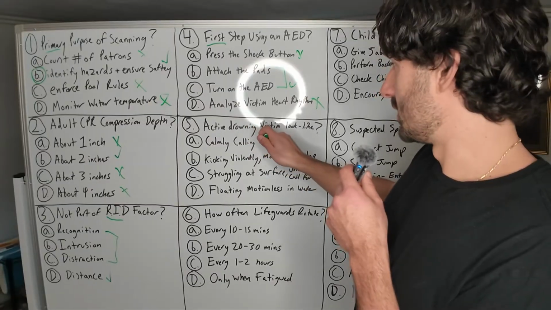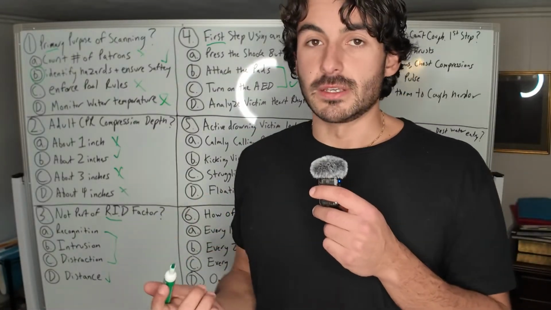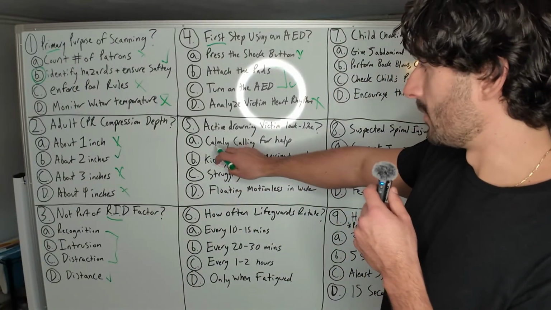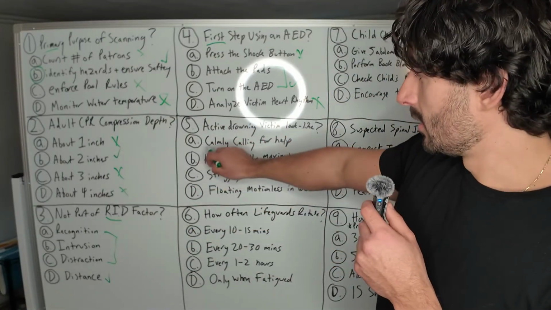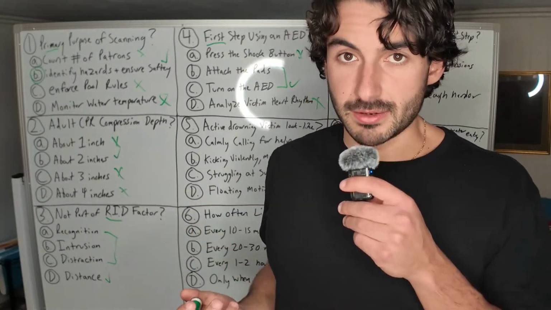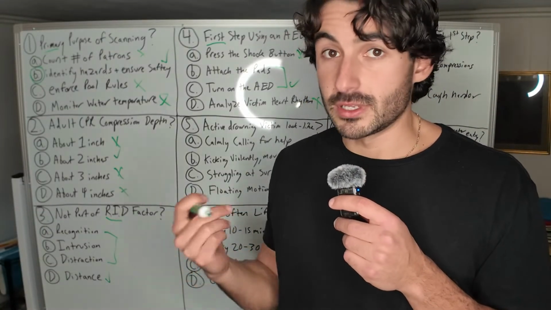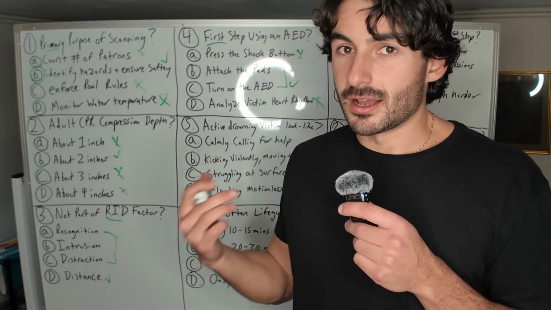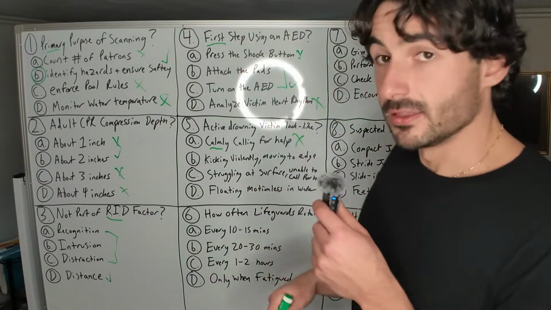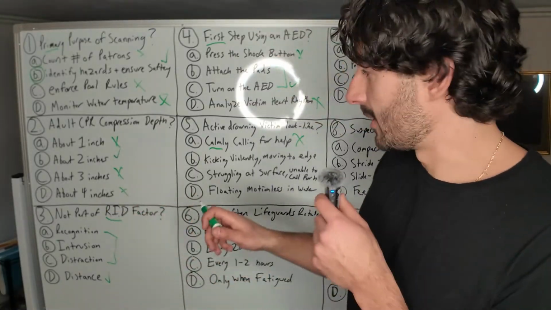An active drowning victim, what does it look like? So you're looking for characteristics to describe someone who's actively drowning. Okay, so number one, or A, calmly calling for help. Usually when someone's actively drowning, they're frantic, they're looking at you with a worried face, they're not going to be calmly calling for help. So the word calmly eliminates this one right here. They could be calling for help, but calmly, that's not right.